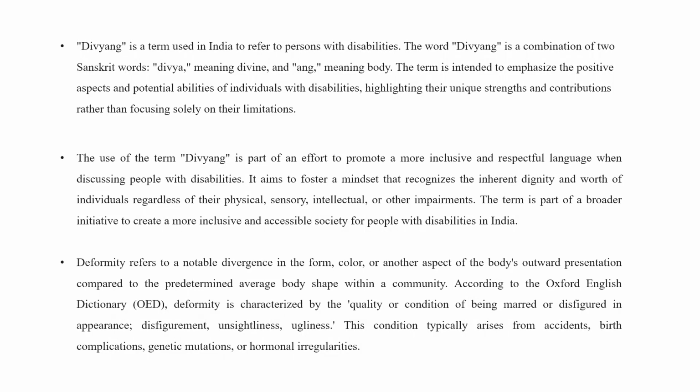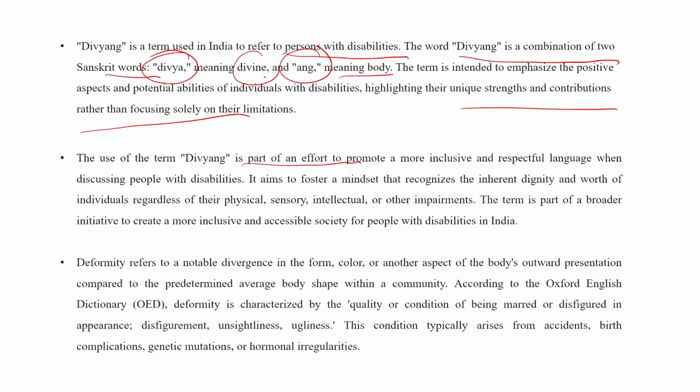All right. So look at this term first. Divyang is a term used in India to refer to persons with disabilities. The word Divyang is a combination of two Sanskrit words: Divya meaning divine and Ang meaning body. The term is intended to emphasize the positive aspects and potential abilities of individuals with disabilities, highlighting their unique strength and contribution rather than focusing solely on their limitations. The use of the term Divyang is part of an effort to promote a more inclusive and respectful language when discussing people with disabilities.